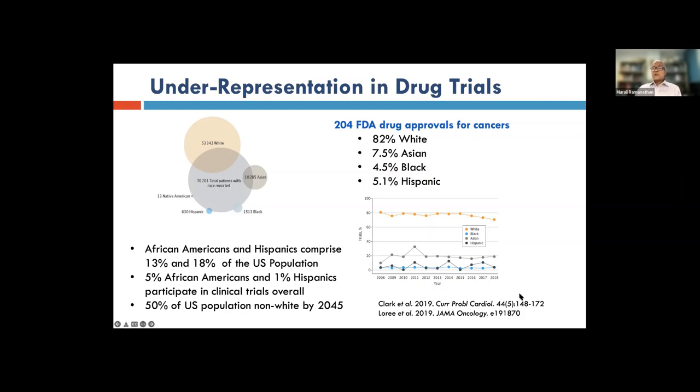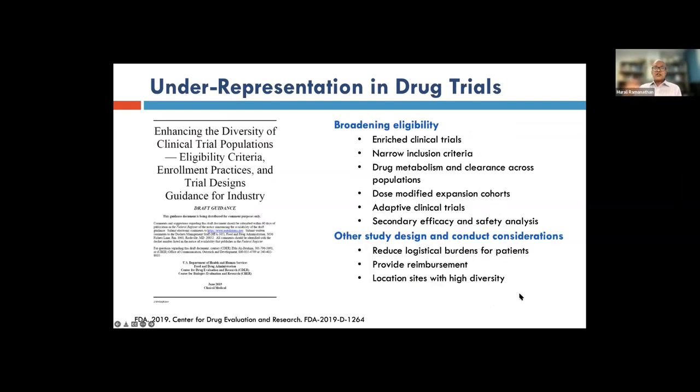And these disparities have got the attention of the FDA, and there's now a guidance on how you can, as a drug development scientist or as a drug company, address underrepresentation in drug trials. And basically, there are ways to design trials and do things differently so that you improve the diversity of the sample of individuals who join your trials.